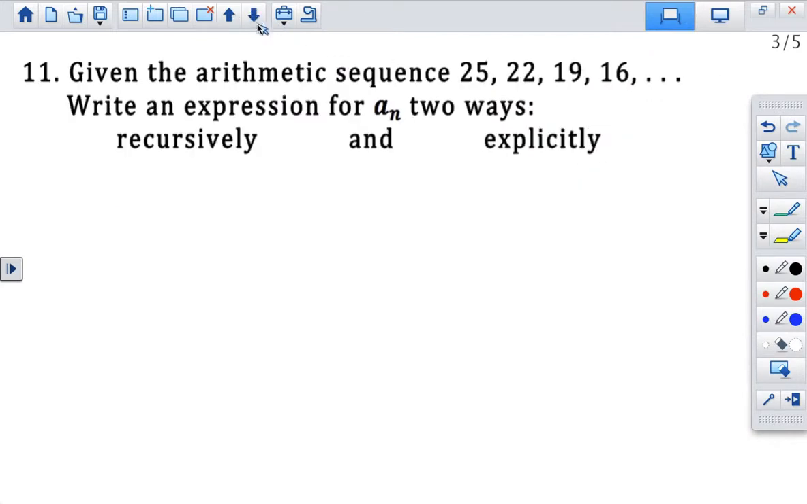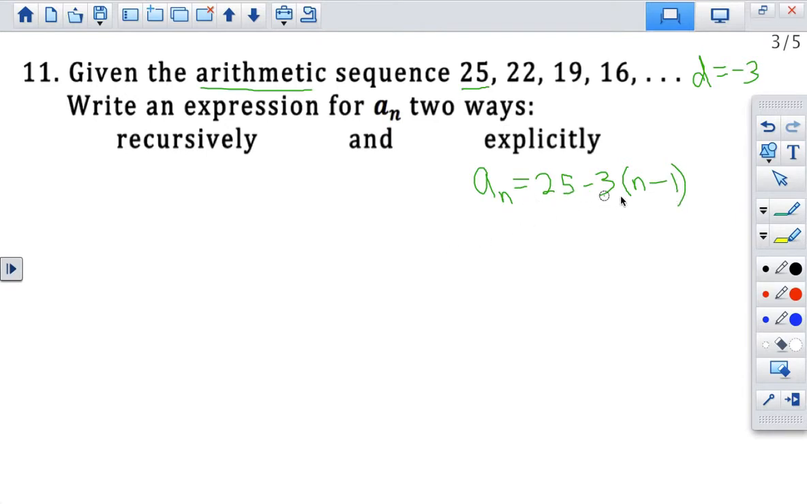Let's look at an arithmetic sequence. So now we have an arithmetic sequence. In this case, our a sub 1 is 25, and we have to find the common difference, d. 25 minus 22 is 3. So we're decreasing by 3, so that needs to be a negative 3. All right, so the explicit formula: a sub n equals my first term, which was 25, minus my common difference times n minus 1. Right?